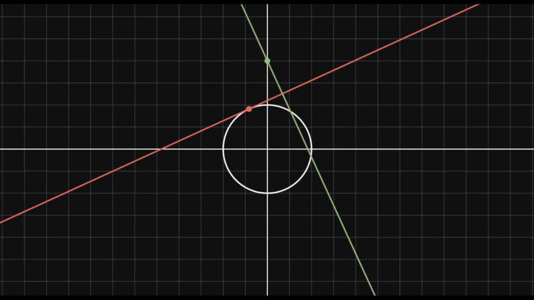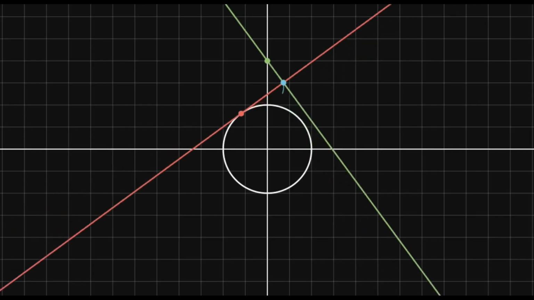Pick any curve in the plane. Here, I've chosen a circle. Next, place a point on the curve and draw the tangent line to the curve at that point. Pick any arbitrary point, which we'll call the pedal point. Draw the line through this point perpendicular to the tangent.